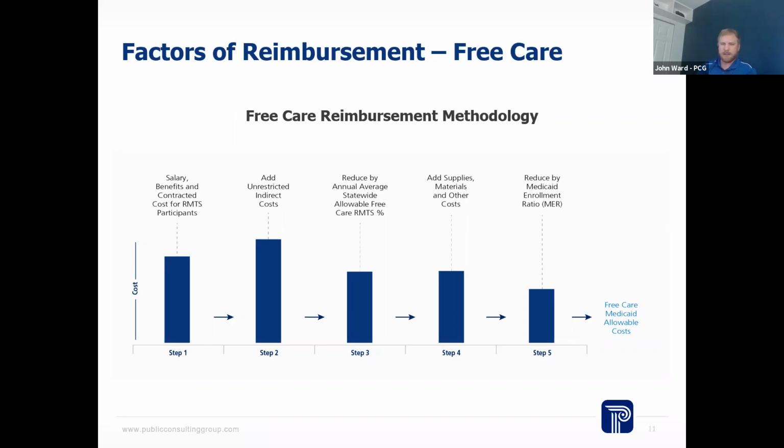Step five is applying that MER ratio. So in comparison to the direct service slide, step three and step five are different, just different ratios being applied, but again, the same general calculation.